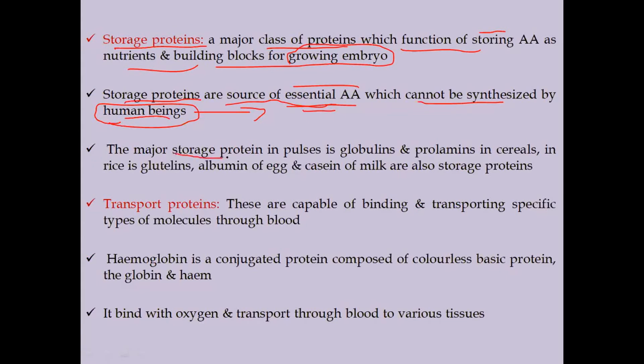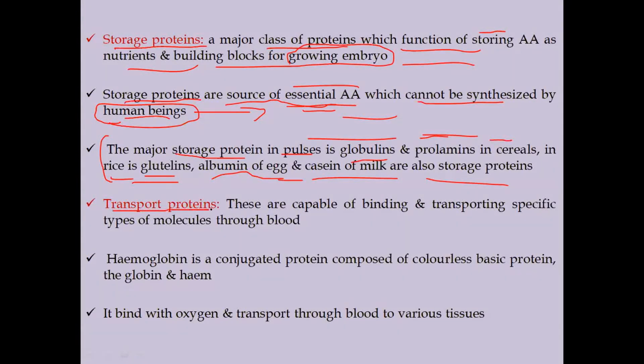The major storage proteins in pulses are globulins, prolamins in cereals, and in rice it is glutenin. Also, albumin is present in egg and casein in milk. They are examples of storage proteins. So the pulses contain globulin and the cereals contain prolamins. Rice contains glutenin, and albumin is present in egg and casein in milk. There are many other storage proteins also present in different types of plants and also in animal products.